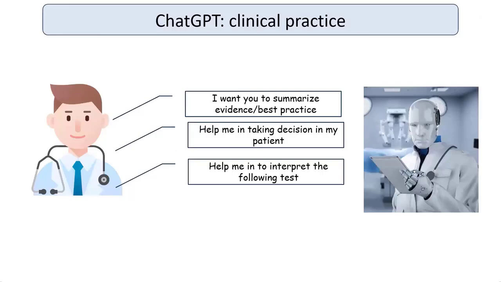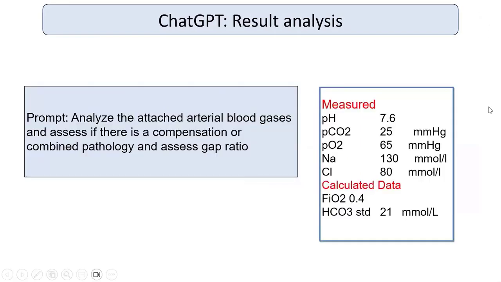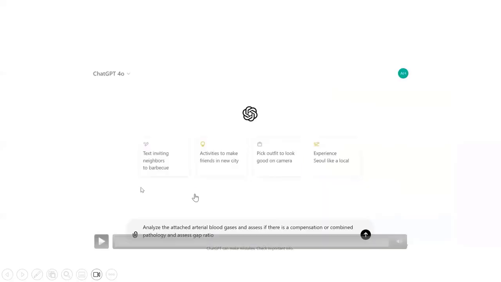In another part, sometimes ChatGPT can act to interpret some sort of test result. For example, if I have the results of blood gases, I ask ChatGPT, can you analyze the attached arterial blood gases and assess if there is any compensation or combined pathology and assess the gap ratio? So I asked ChatGPT to analyze the blood gases and assess whether there is combined pathology or measure the gap ratio.